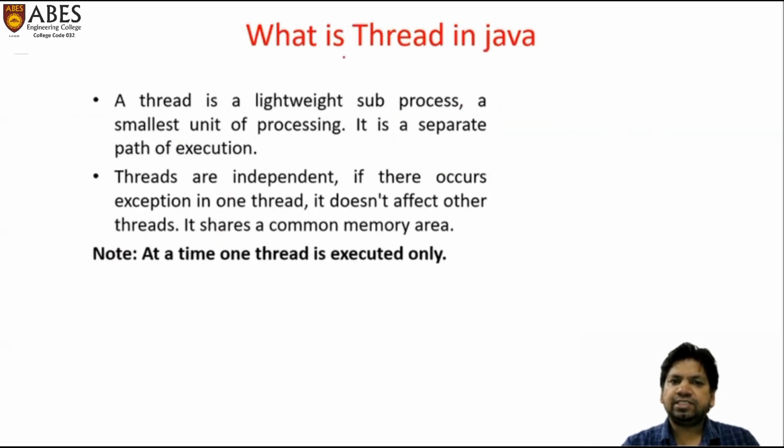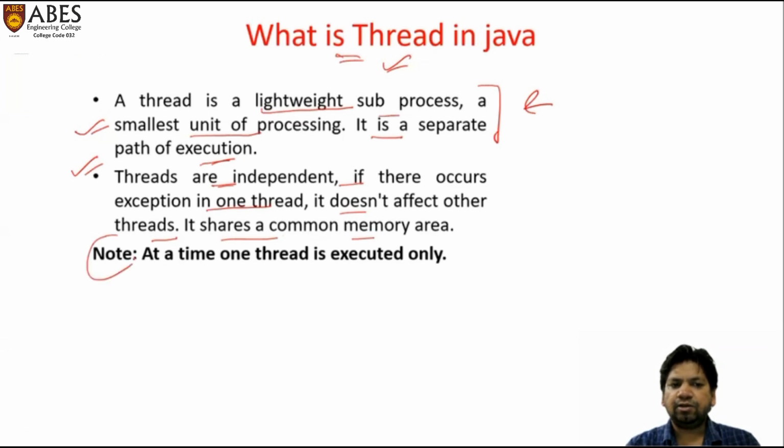In the next topic, what is a thread in Java? It is a lightweight subprogram, the smallest unit of the process. It is a separate part of the execution. Threads are independent. If an exception occurs in one thread, it does not affect the other threads, and they share a common memory area. They are executing at the same time. That is called a thread in Java.